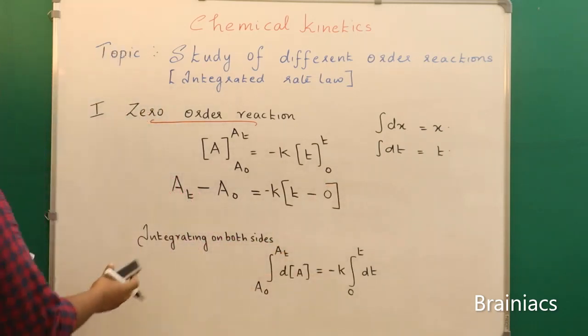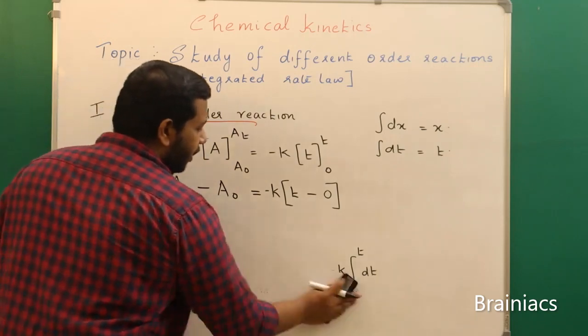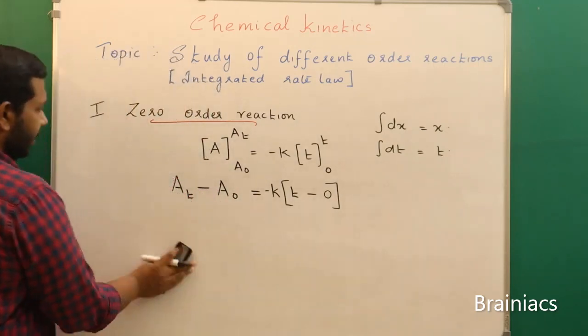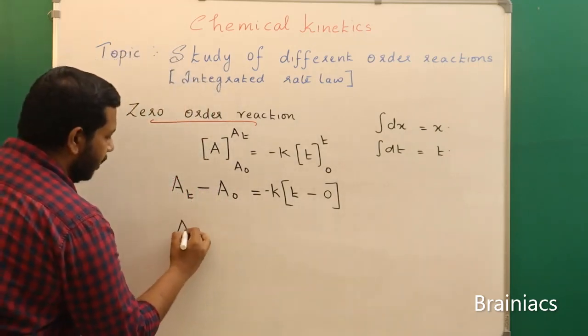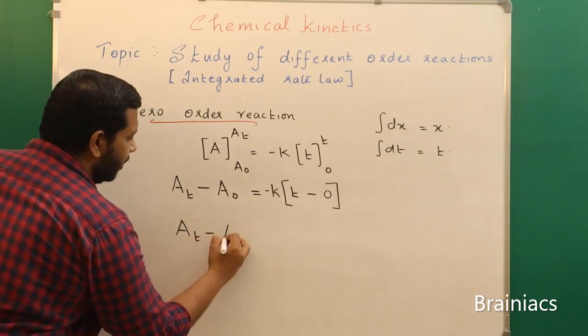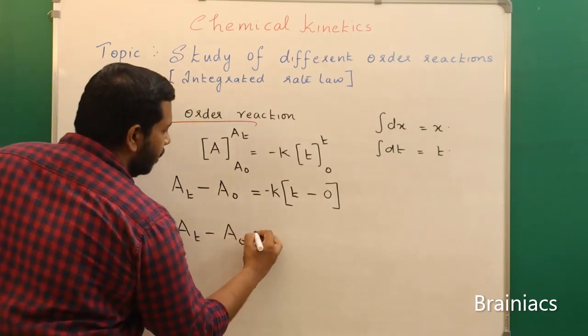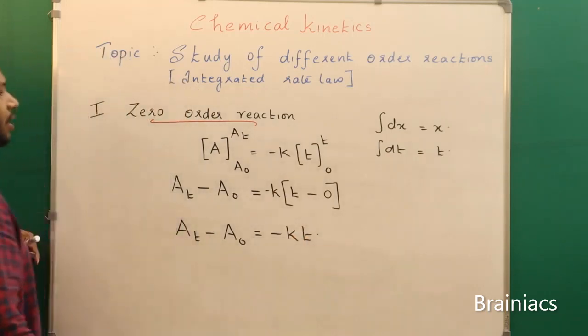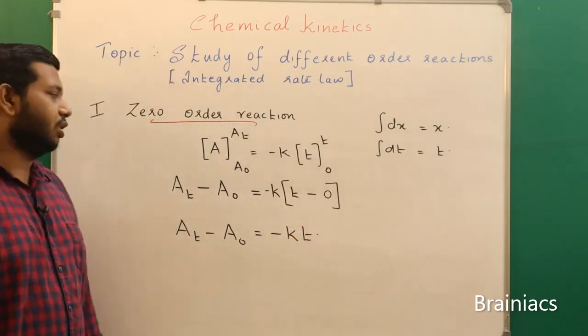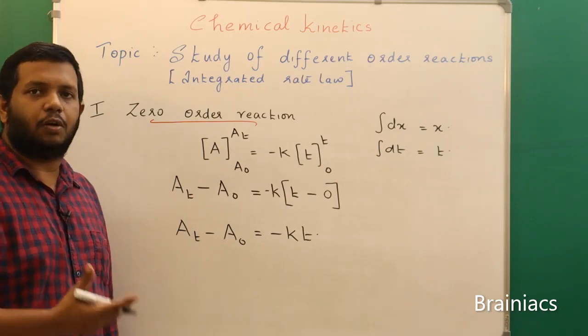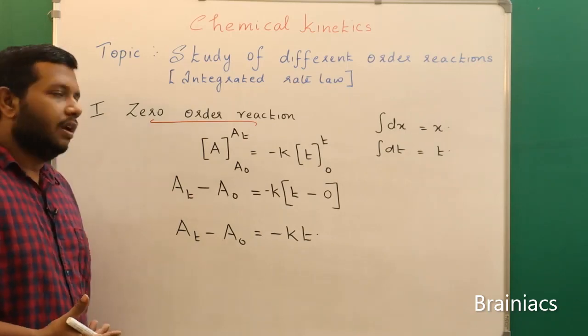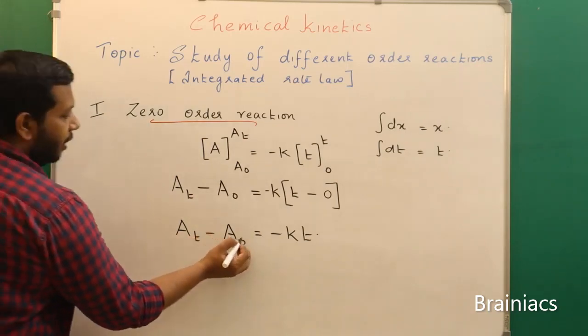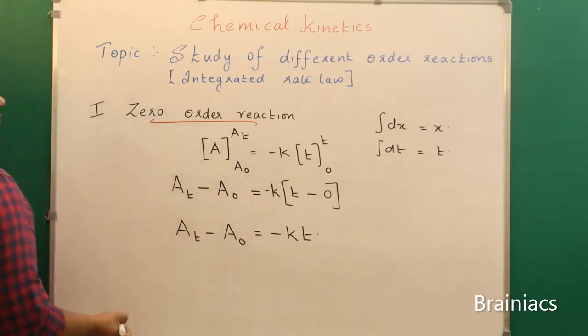Okay, now we are already into the equation. So we can say that the equation is a of t minus a of 0 is equal to minus kt. So this is the integrated rate equation, or rate law, or the differential rate law for the zero order reaction. Now how you can beautifully write this: a of t minus a of 0 is equal to minus kt.